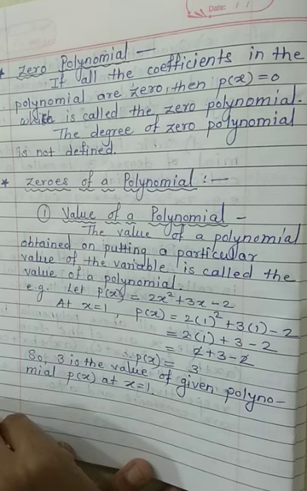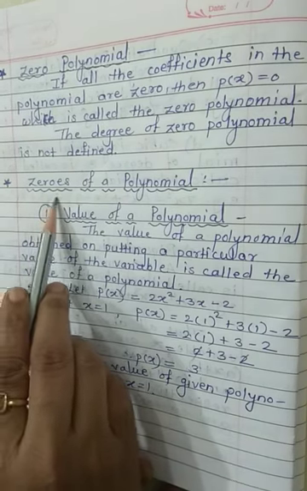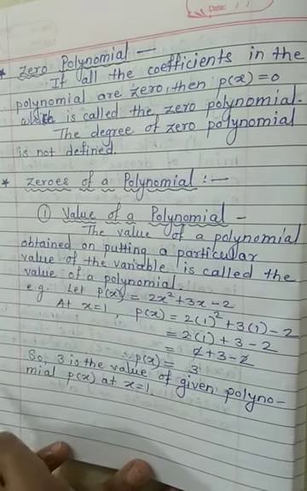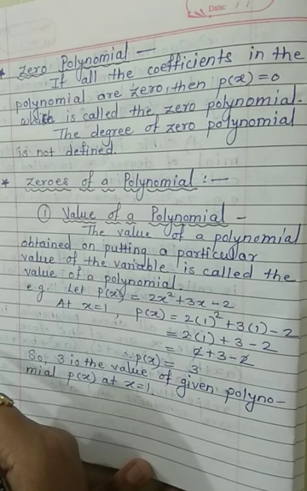Today we are going to study zeros of a polynomial, that means the solutions of a polynomial, which can also be called the roots of a polynomial. Under this topic we are going to study how many zeros a polynomial has, how to find the zeros of a polynomial, etc.